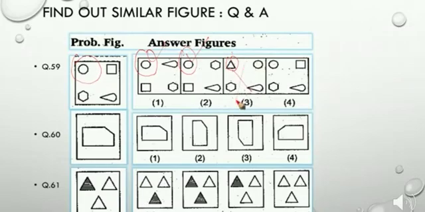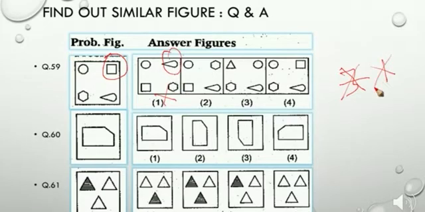So option 3 is ruled out. Let's check for option 4. In option 4 it's matching. So option 3 is ruled out in the first effort. Let's check for option 1 again from a different angle. Let's check from this portion. This portion is not matching in option 1. So option 1 also is ruled out.